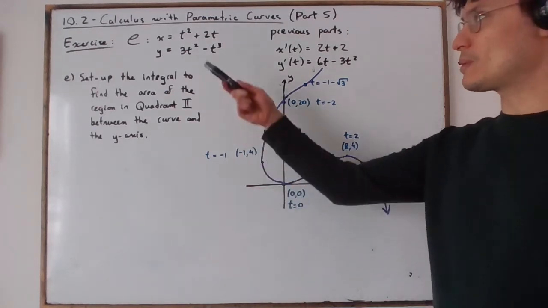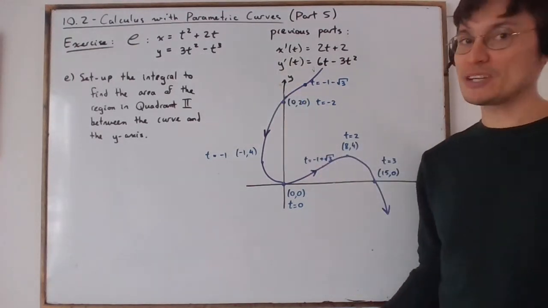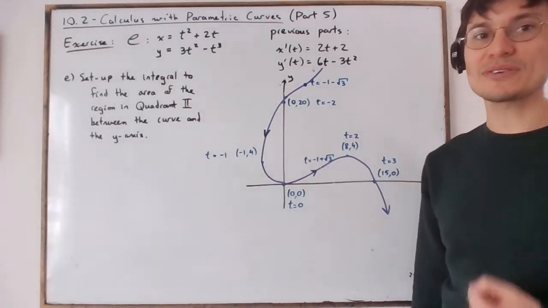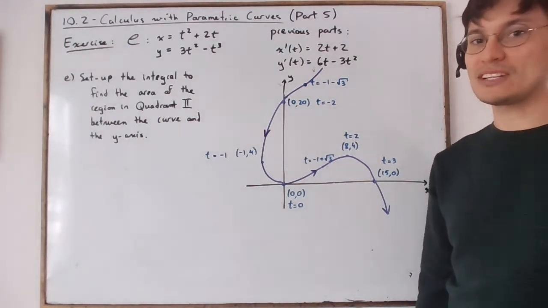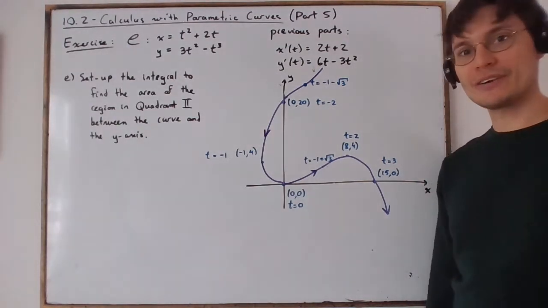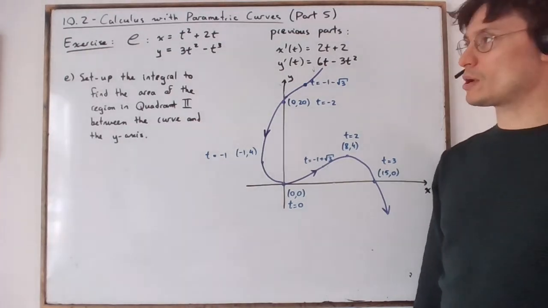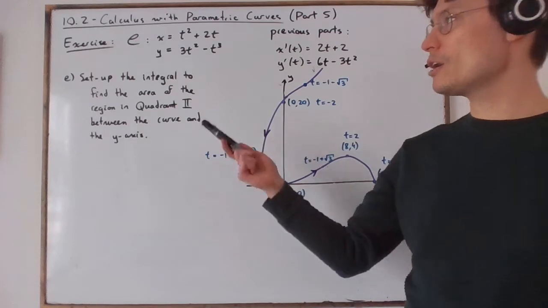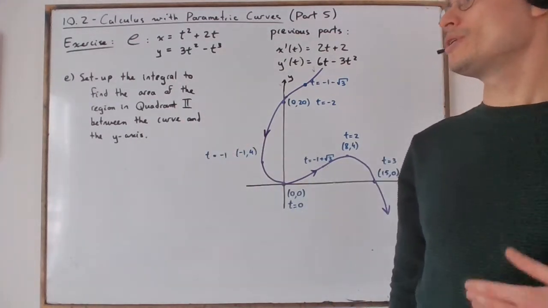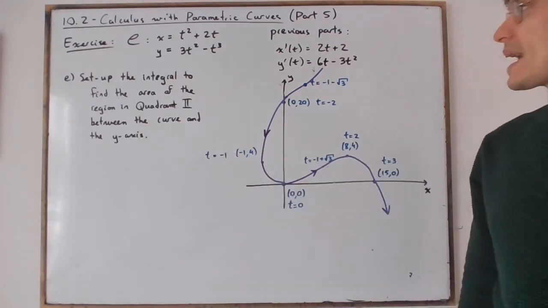This is part 5 about the exercise on calculus with parametric curves. I was giving you a curve with a bunch of questions, like finding the intercept, finding the derivatives, finding the horizontal and vertical tangent lines, and sketching the curve. So now we will set up an integral to find the area of the region in quadrant 2 between the curve and the y-axis.